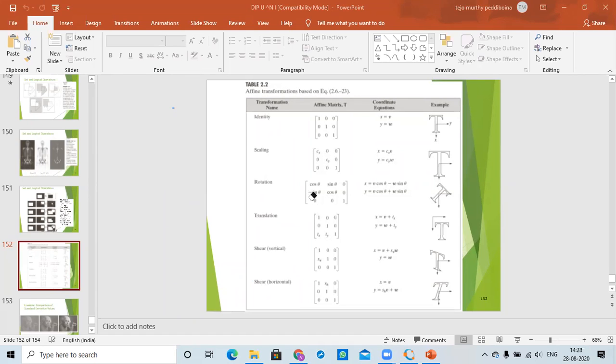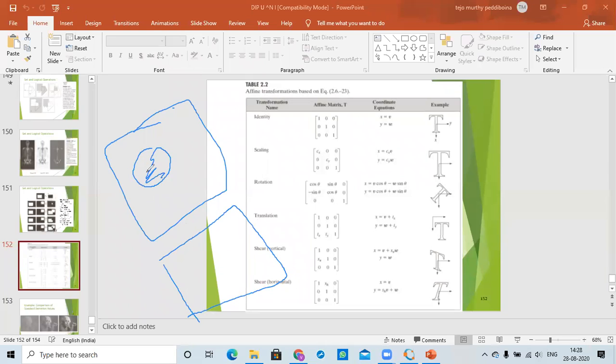For example, I have an image like this. Let us suppose this is my image portion, the main portion of the image. Then I want to shift this place to another place. Then I can go with translation, moving it to another location with different pixel values. But the shape of this should not be changed. Observe, this is called translation.